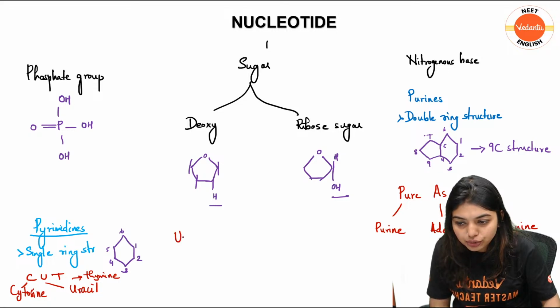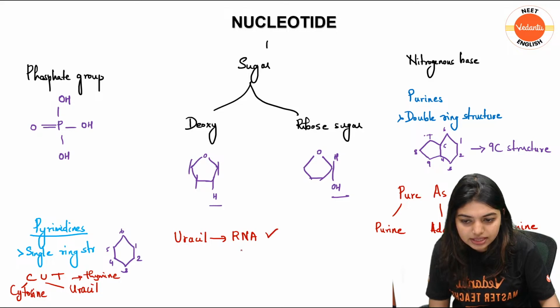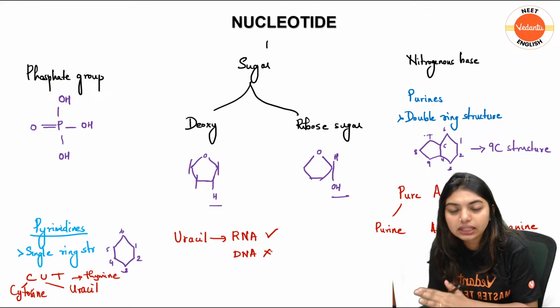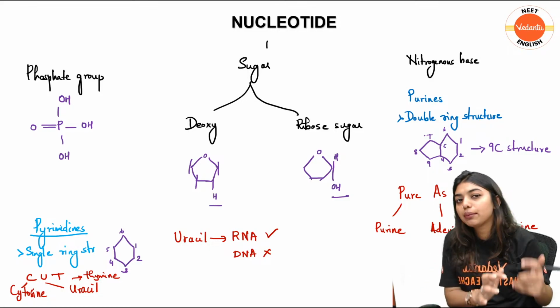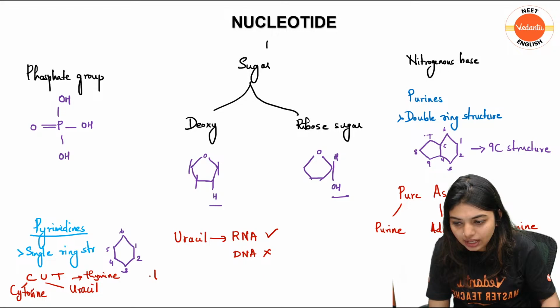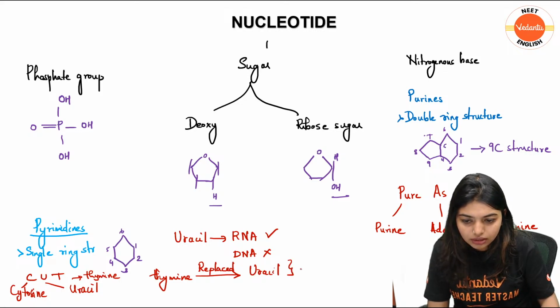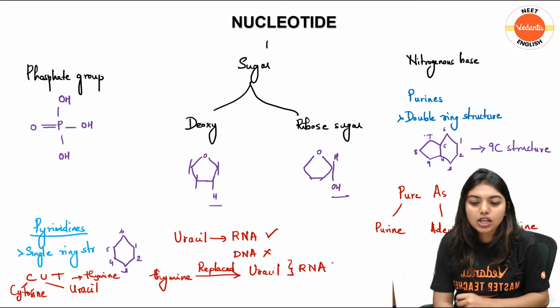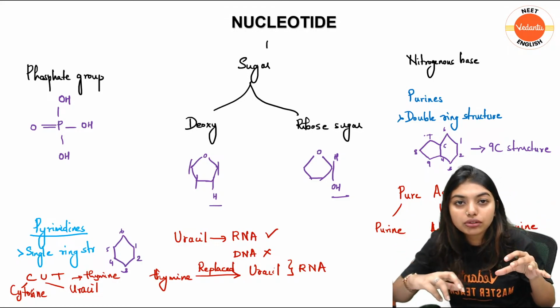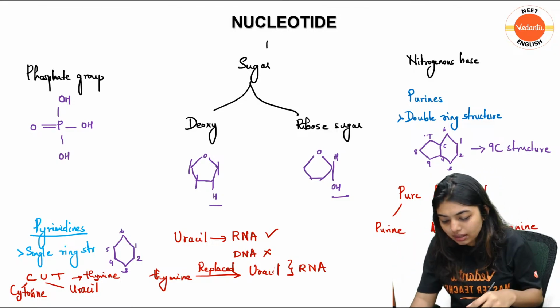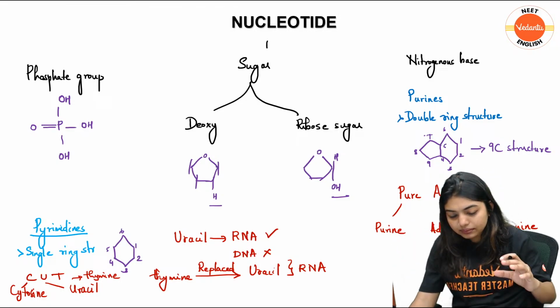Now, out of that, uracil comes in your RNA and not in your DNA. It is present in RNA, not in DNA. Very, very important thing. Thymine will be replaced with uracil in your RNA. So in DNA, if thymine is there, in RNA what will be there? Uracil will be there. Clear? Easy?